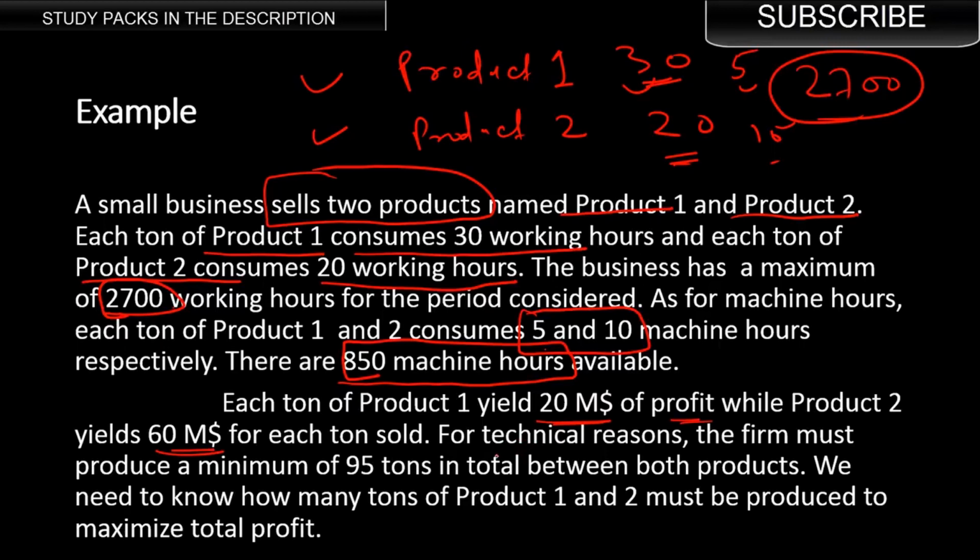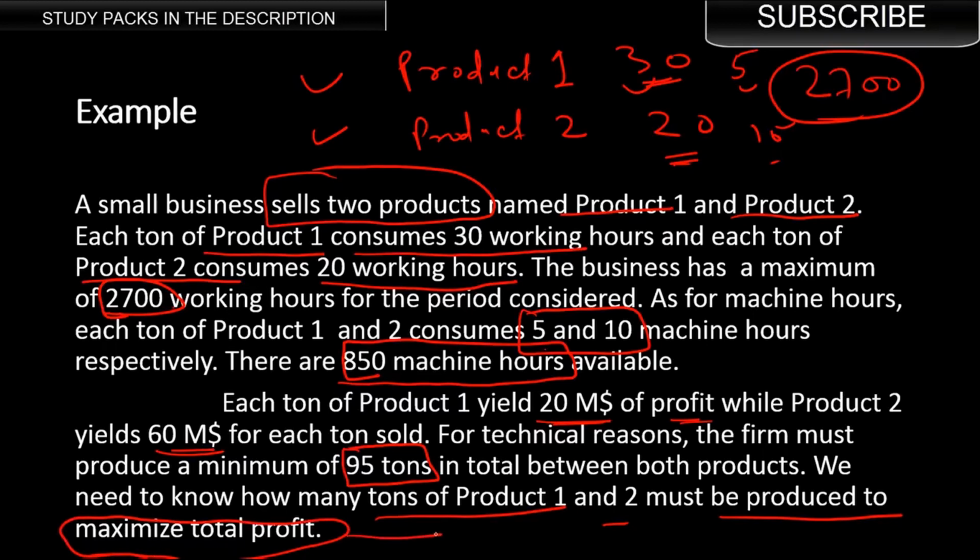We are trying to maximize profit here, right? That's the problem we have with us. For technical reasons, the firm must produce a minimum of 95 tons. So that's another constraint. The minimum number of product 1 plus product 2 should be 95 or more. That's one requirement from the business side, a target to be met at any cost. We need to know how many tons of product 1 and product 2 must be produced to maximize total profit. So here is our main agenda.